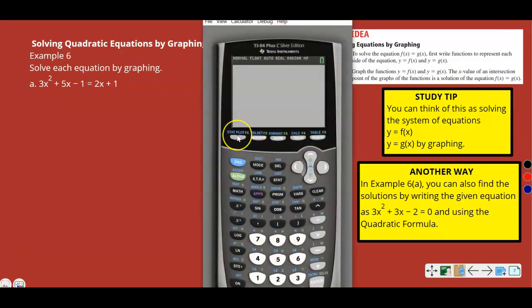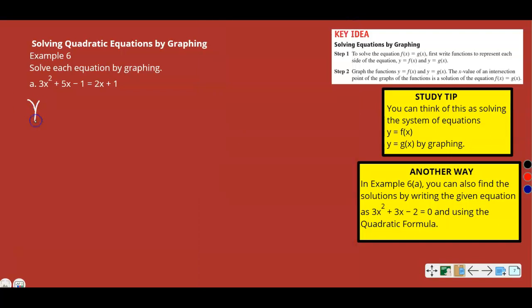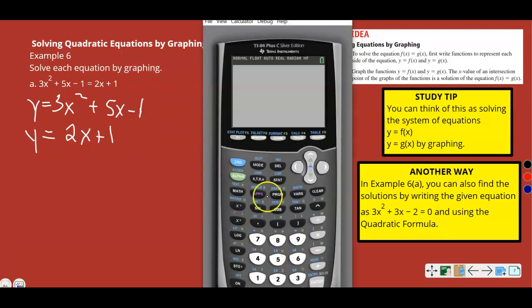All right, so let's first write our equation down. So we're going to have y equals, the left side is 3x squared plus 5x minus 1. And the other side is going to be y equals 2x plus 1. So it's still basically the same thing as a system of equations. It was just one big long equation that we have to separate into 2 parts.